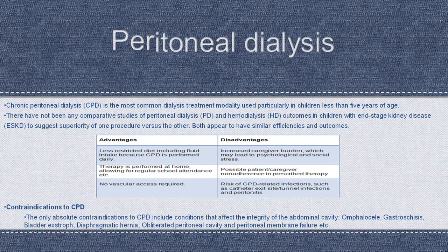The advantages and disadvantages of PD can be seen in the table. Advantages include having a less restrictive diet, the therapy can be performed at home, allowing regular school attendance and social activities, and no vascular access is required. The disadvantages include an increased caregiver burden, possible patient and caregiver non-adherence to prescribed therapy, and the risk of CPD-related infections, such as catheter-site tunnel infections and peritonitis. The contraindications to CPD include those conditions that affect the integrity of the abdominal cavity, which can be seen as listed below.